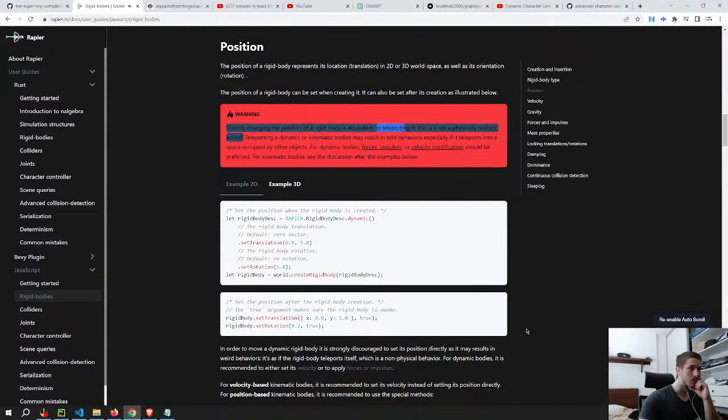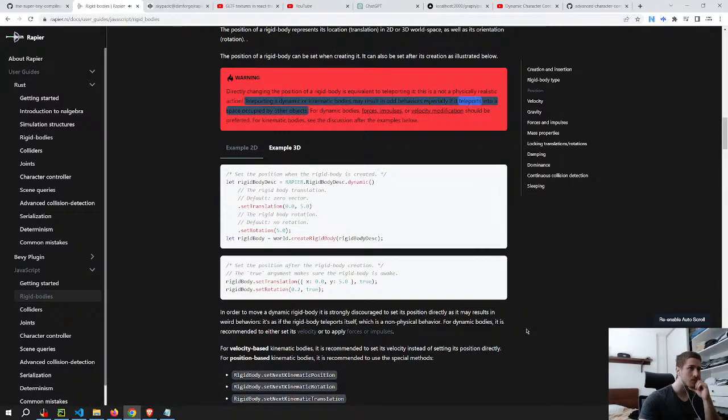Warning: directly changing the position of a rigid body is equivalent to teleporting it. This is not a physically realistic action. Teleporting dynamic or kinematic bodies may result in odd behaviors, especially if it teleports into a space occupied by other objects. For dynamic bodies, forces, impulses, or velocity modification should be preferred. For kinematic bodies, see the discussion after the example below.